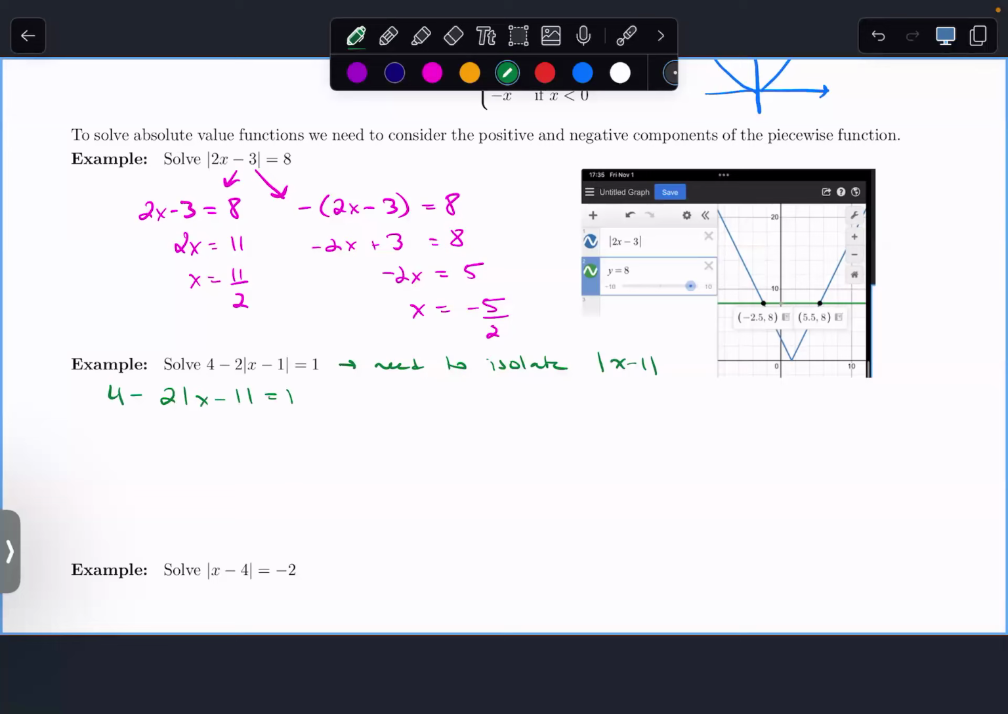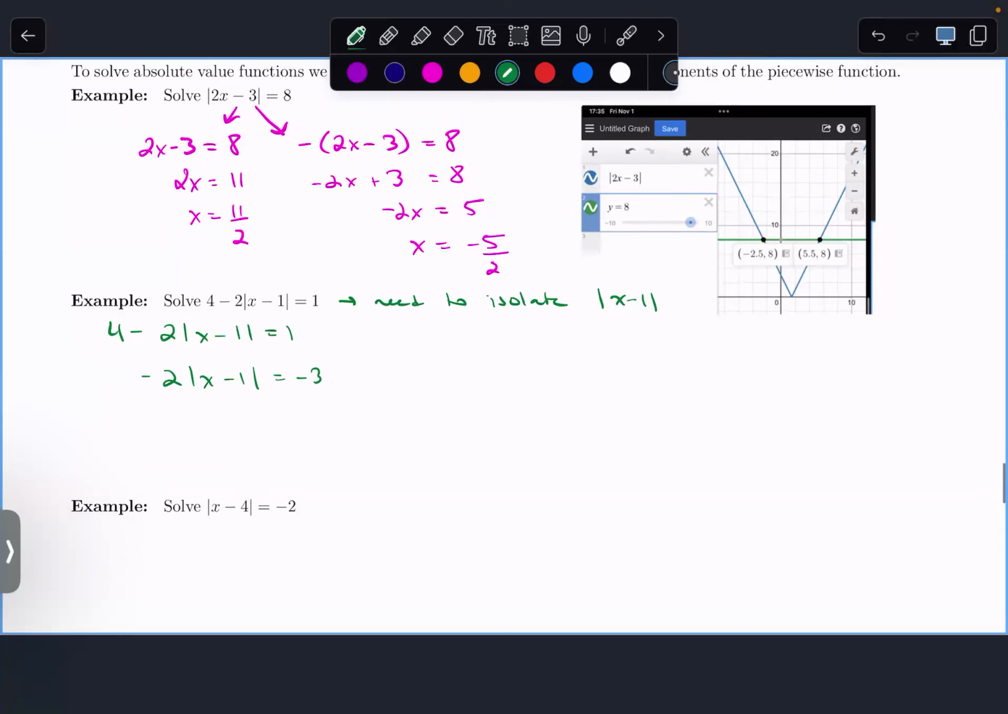So we have 4 minus 2 times the absolute value of x minus 1 is equal to 1. First, I'm going to subtract 4 from both sides. I get negative 2 times the absolute value of x minus 1 is 1 minus 4. Does that match? It does. Okay. And then divide both sides by negative 2. So I get the absolute value of x minus 1 is negative 3 divided by negative 2. Negative over negative is going to cancel. Absolute value of x minus 1 is 3 over 2, or 1 and 1/2 if you prefer.